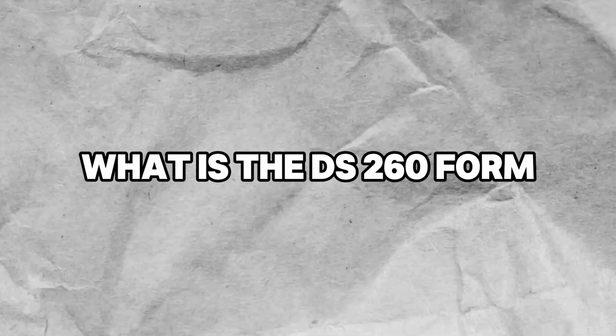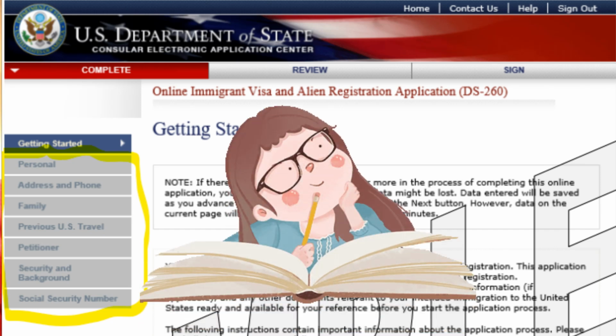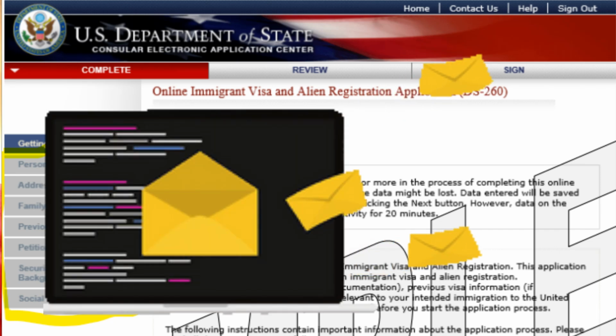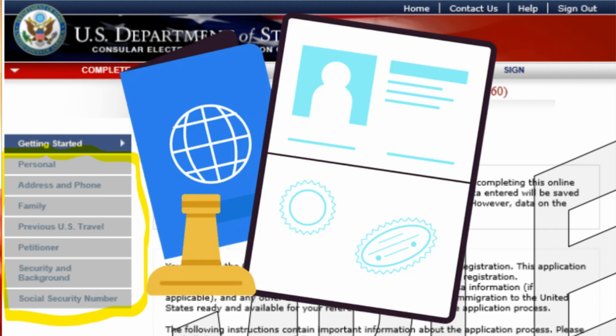What is the DS-260 form? The DS-260 is an online form that collects detailed information about the applicant's background, family, work history, education, and travel. Once completed, the form is submitted to the NVC, the National Visa Center, and it becomes part of the applicant's case file. The document plays a crucial role in the final determination of visa eligibility, so it's essential to fill it out correctly.